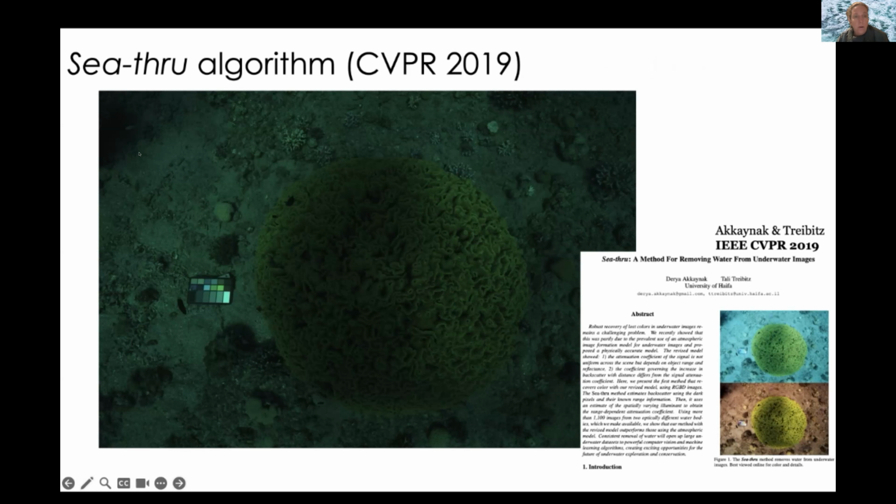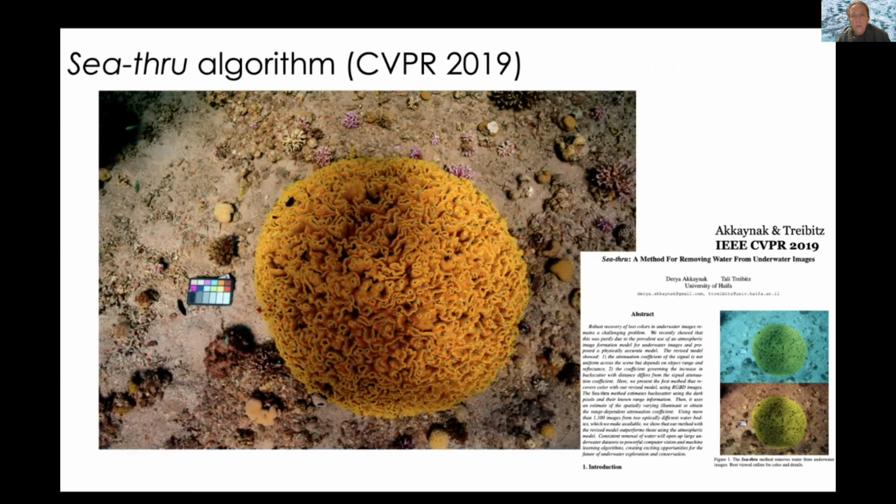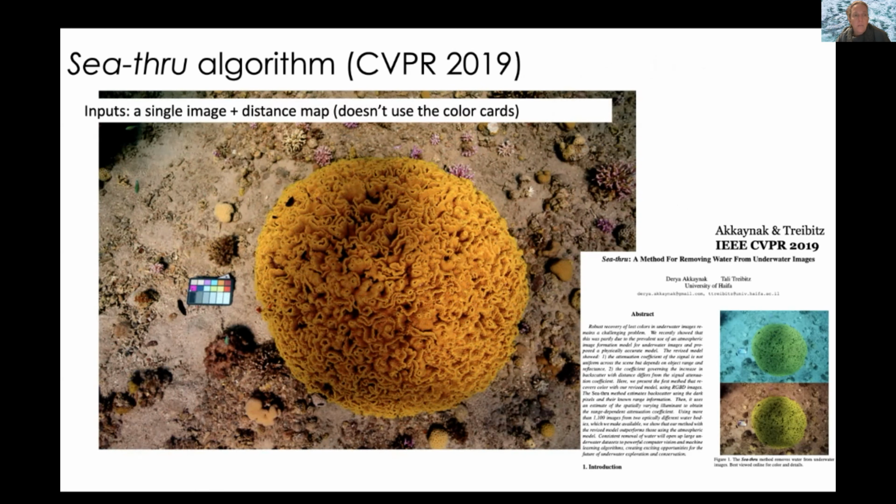Now I'll talk about a few other methods. The opening slide of this workshop is from this paper, written by Daria, who is also a PI on this project, and me in 2019. It's called See-Through. Maybe I'll show you first the result. This is the result of the algorithm. The input is a single image, but we also require the distance map of the scene. One of the reasons we're able to get nice colors is that we assume we have the distance map of the scene, so this is no longer unknown.